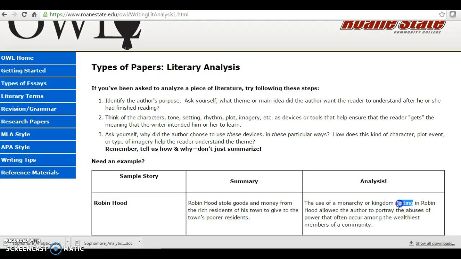So he's using literary language here, the setting of Robin Hood as someone who is taking from the rich and giving to the poor, and it's telling us about the major theme that sometimes the wealthy can abuse their power, and so that is analysis, that's interpretation of the story.